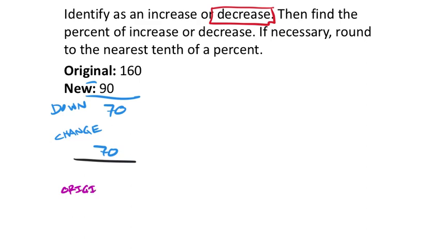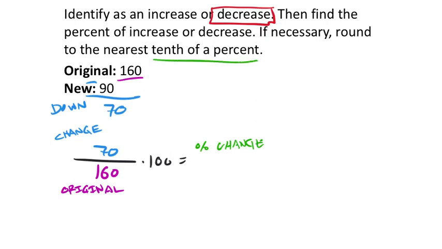Original, or again, you could say starting if you wanted to, but it does say that that is 160. All we got to do is take that, multiply it by 100, and this will tell us the actual percent of change. Now this one, it did say to round to the nearest 1/10 of a percent. It said if necessary, right?